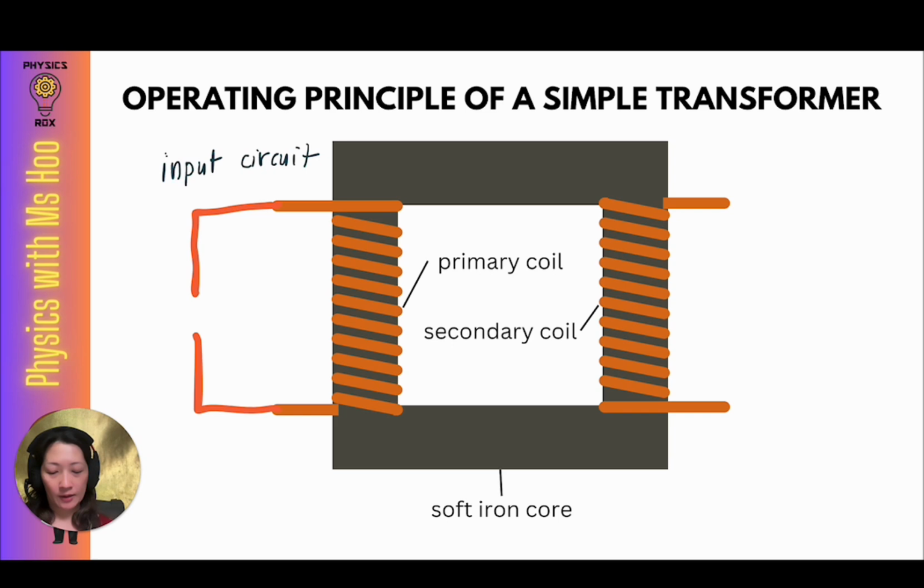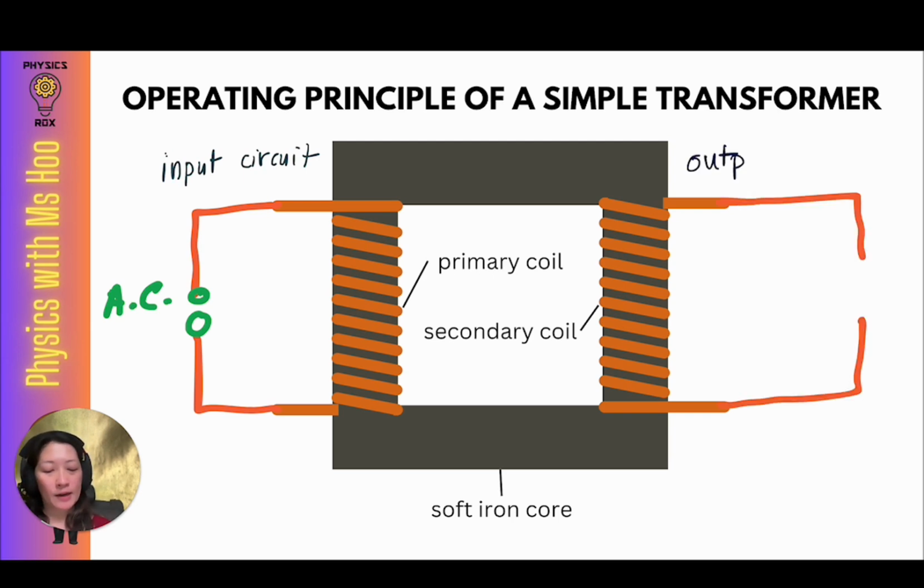So I will draw in this diagram the alternating current power supply over here. So this is the AC power supply. Now for the secondary coil, it will be connected to an output circuit. The output circuit is where we would want to connect the device where we want to use the new value of the voltage. So in this case, just to represent that component, we'll put a light bulb.